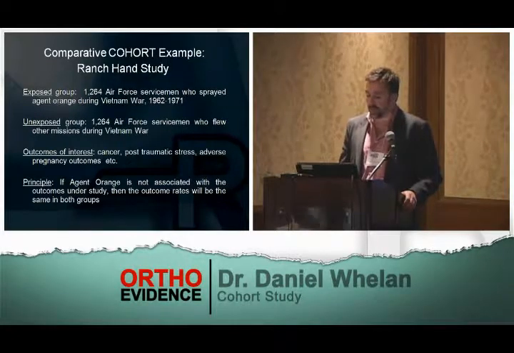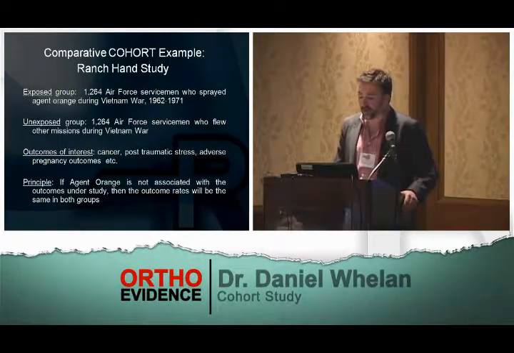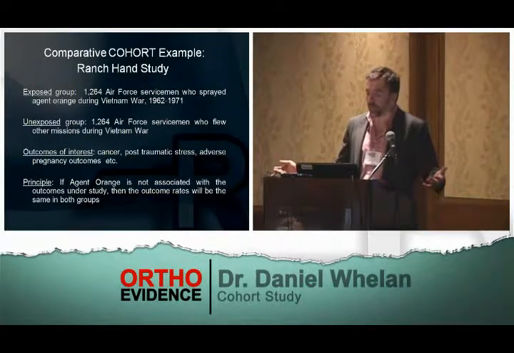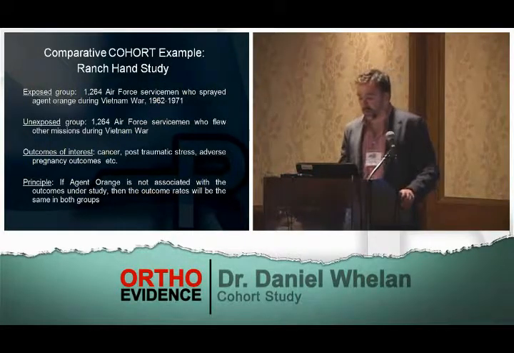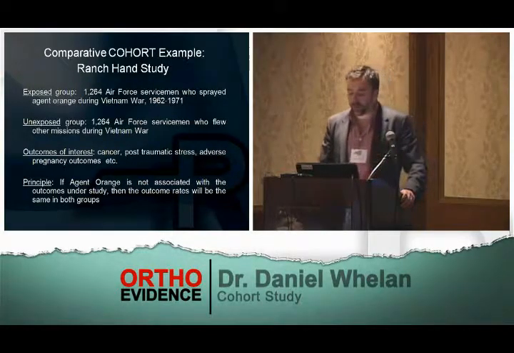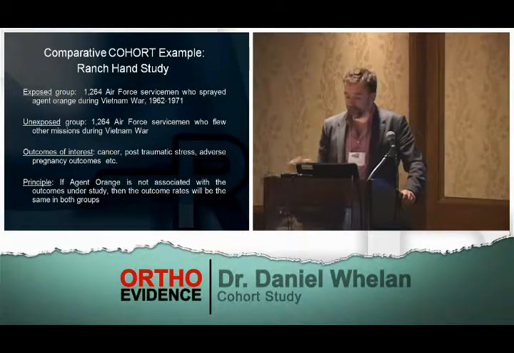Classic cohort studies, the Ranch Hand study. So you had about 1,300 Air Force servicemen in Vietnam who were sprayed with Agent Orange. Those are the exposed cohort. The unexposed cohort is about the same amount of U.S. Air Force servicemen who flew other missions during the Vietnam War where they didn't have Agent Orange. Okay? And then you look at the outcome of interest, which is cancer. Post-traumatic stress disorder, adverse pregnancy outcomes will be secondary outcomes. The principle being if Agent Orange is not associated with cancer, then the outcome rates will be the same in both groups. And they were.